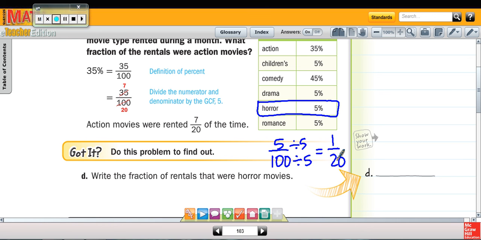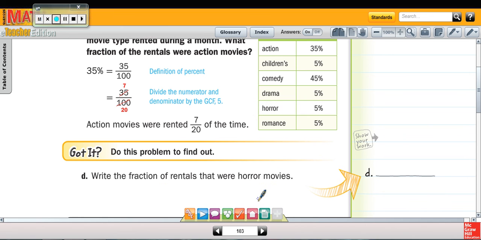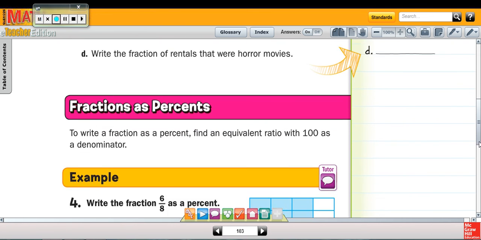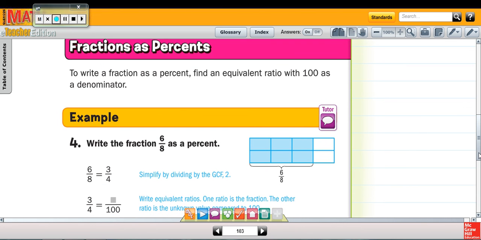So we would say horror movies were rented 1/20 of the time. Okay. Again, if you need to review that, rewind the video at any time, pause, look back at things. Otherwise, let's move on to now changing the fractions to a percent.